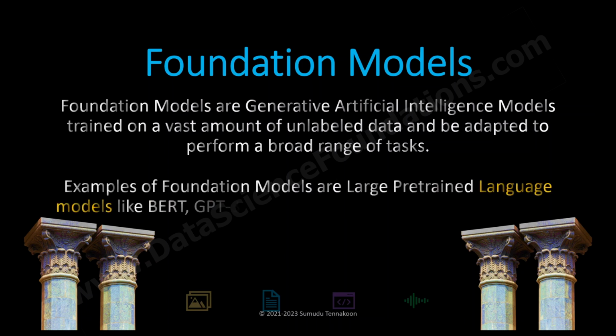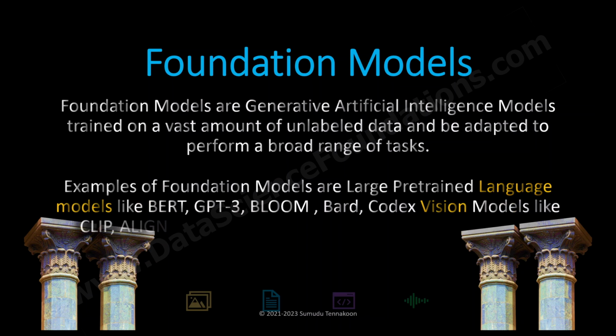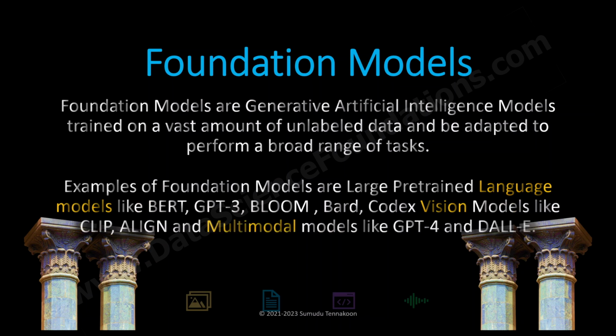So these are the language models like BERT, GPT-3. There's a model called Bloom, BARD, and Codex is a model you can use for code-related work. Vision models are CLIP, ALIGN, and the multimodal models are GPT-4. So GPT-4 is a multimodal model, which can also work with images, text, and code as well. And DALL-E is an image and text model. You can generate images based on a text prompt. Those are the foundation models.